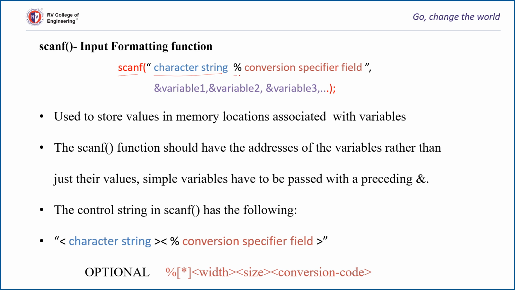Followed by it, there can be a conversion specifier field, as we have in printf. This is followed by a variable list, but we don't just specify the variable name; they are preceded with this operator, which we call ampersand. So scanf is used to store values in memory locations associated with variables. scanf uses variable addresses rather than just a name. As discussed, the character string is optional, but we have to specify a conversion specifier field.